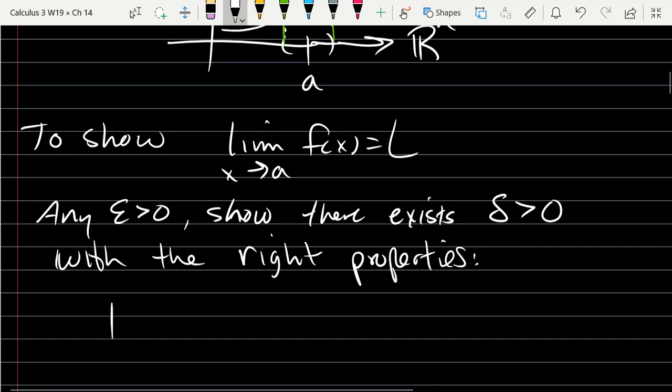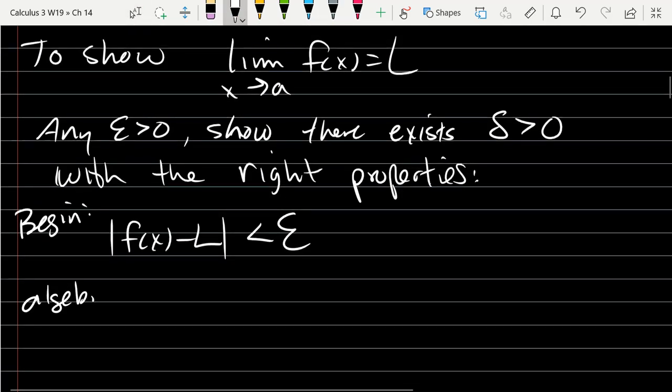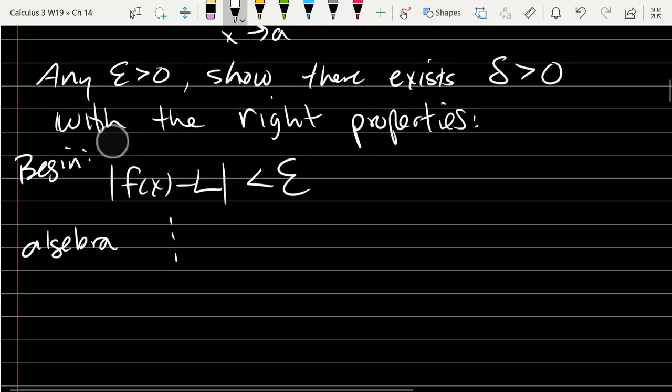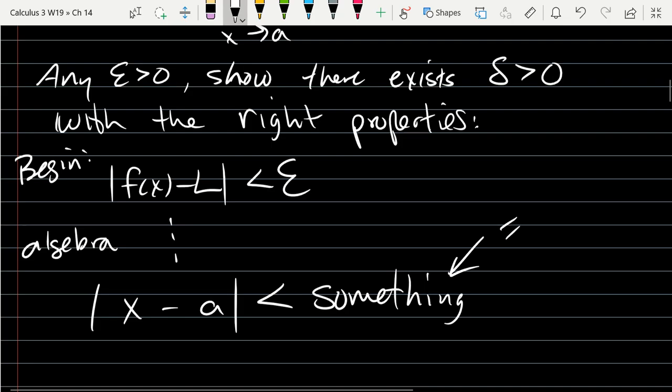So we actually begin with f of x minus L. You begin here. You do algebra, usually, and you get down to, hopefully, x minus a less than something, and this something is equal to delta. So that's how we prove limits way back in the day. You start with your epsilon, how far are you away from the limit value, and then you work backwards to show there has to be some delta that leads to this property.